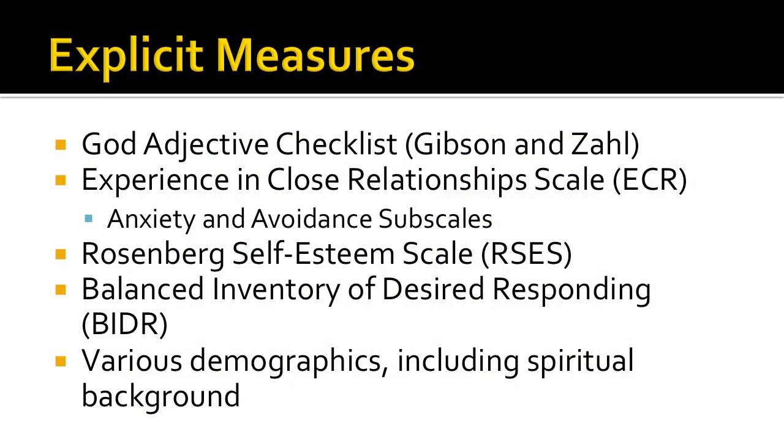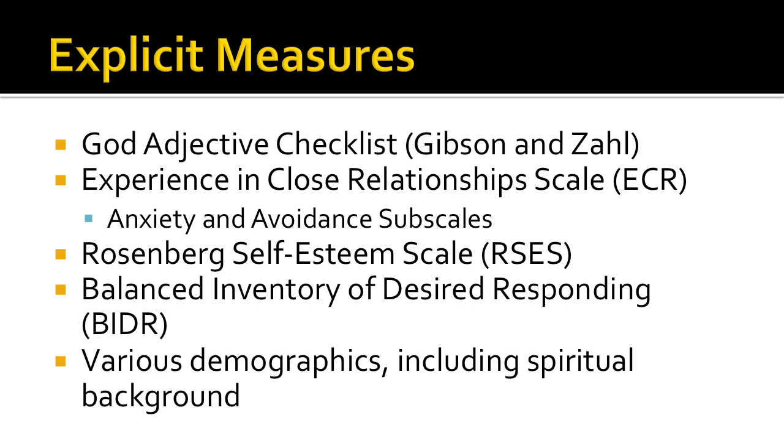The others I'll go through really quickly. I was working with a colleague who's now at Wheaton University, Ward Davis. He suggested I might want to look at some of these other things, such as the Experience in Close Relationships Scale, which is a measure of adult attachment. We looked at the Anxiety and Avoidance subscales. We wanted to look at the Rosenberg Self-Esteem Scale. We threw in this, and it became a big part of it later on, the Balanced Inventory of Desirable Responding.